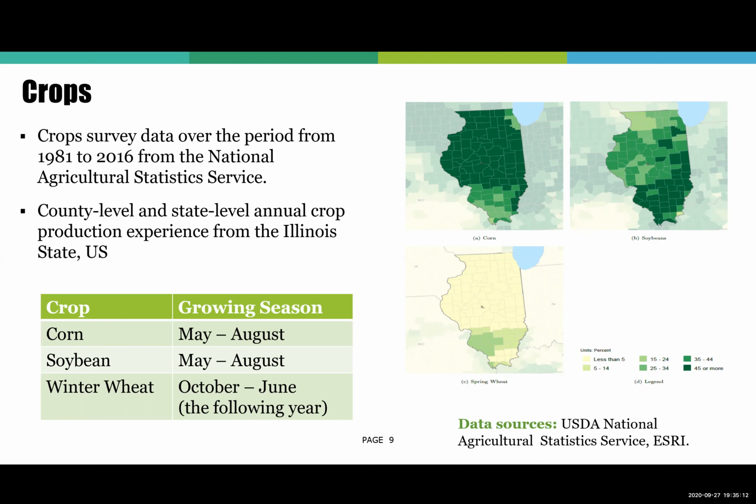While we have weather data for the entire year, it is common to only consider the growing season weather variables in the forecasting models in view of their critical effect on crop production. The growing season for each of the crop types is shown in the table. For example, the growing season for both corn and soybean is from May to August. Hence, the weather variables over these months are the only ones used in the models.